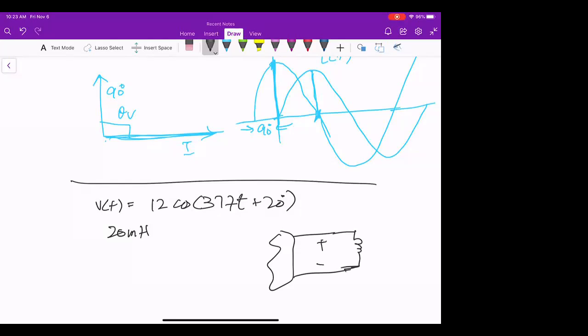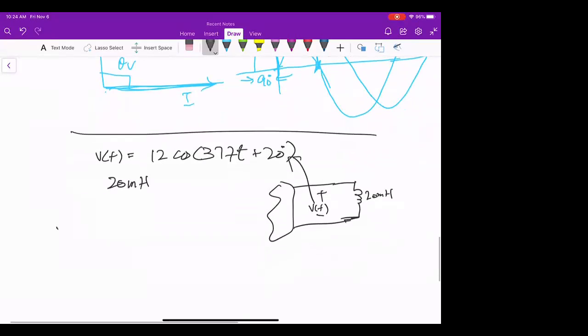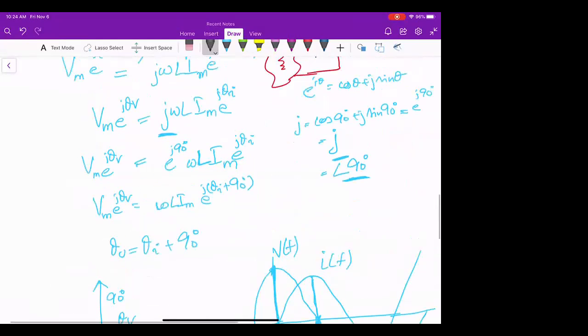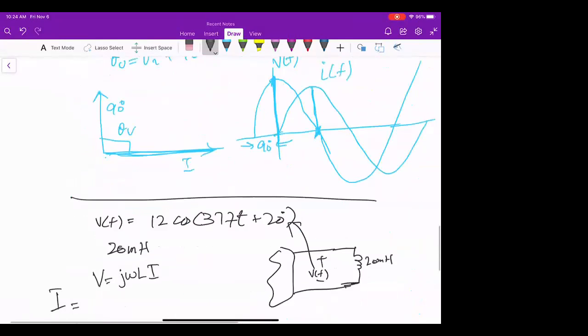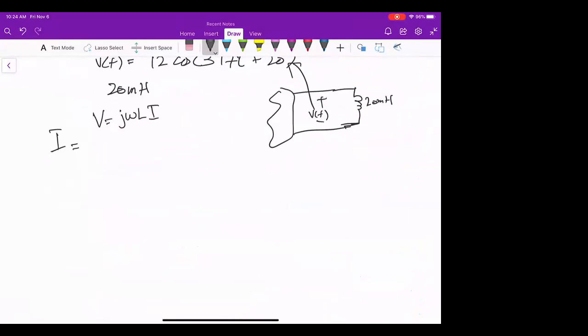So this V of t is applied to a 20 millihenry inductor. Then if I try to find I, since V is equal to j omega L I, here you can see Vm is equal to j omega L I. So that will become V over j omega L, okay?